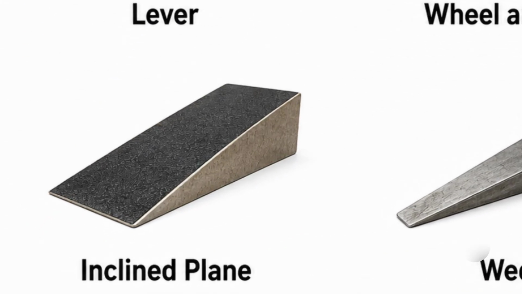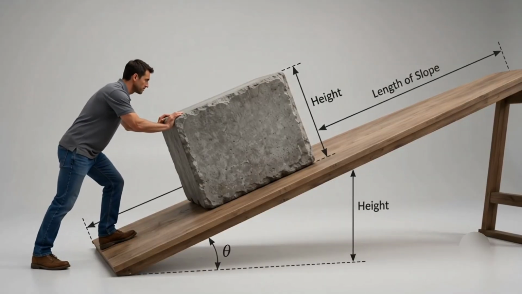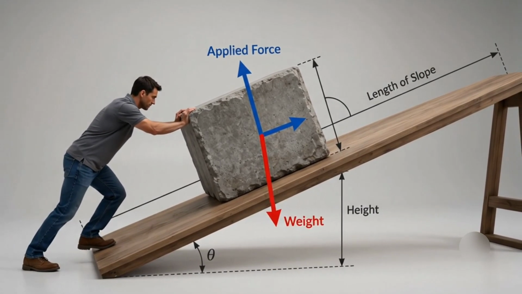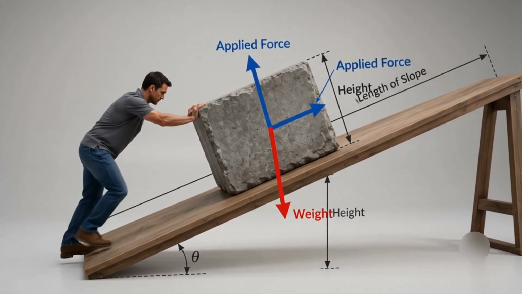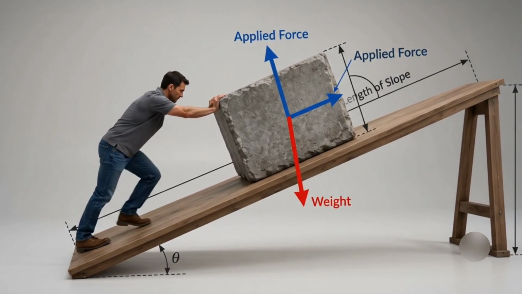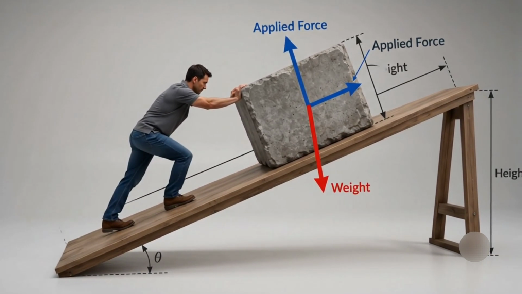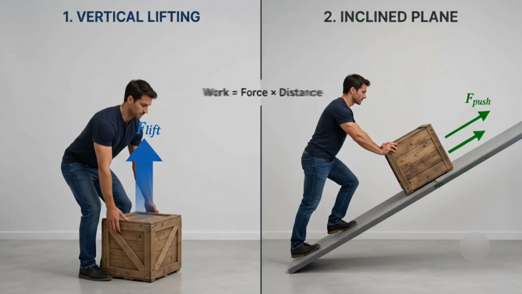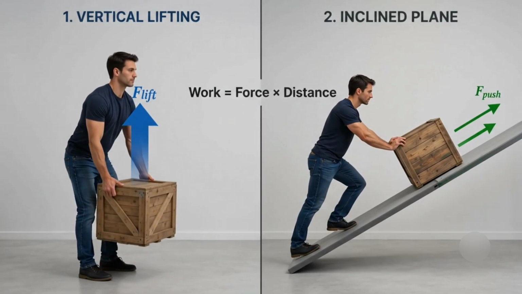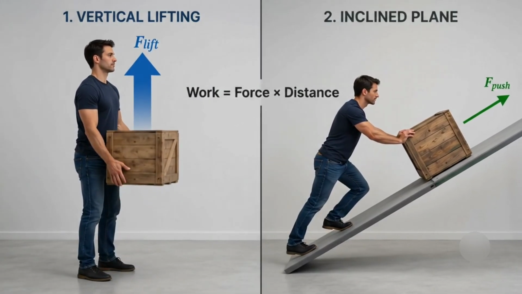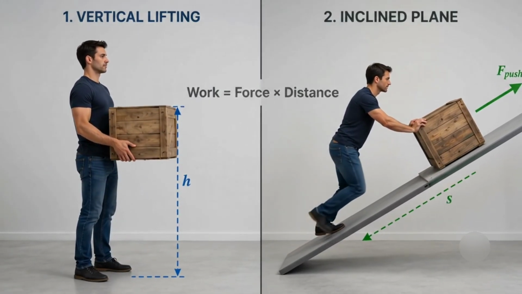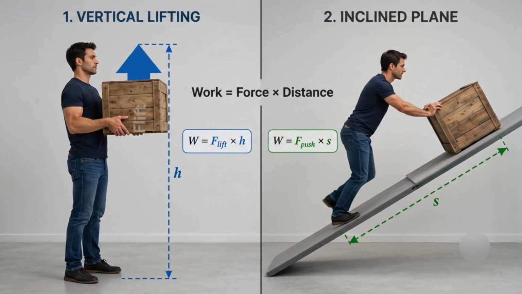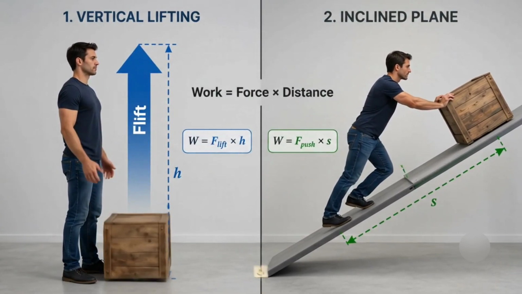Inclined plane. An inclined plane is a flat surface positioned at an angle to the horizontal. Instead of lifting an object vertically against gravity, the force is applied over a longer distance along the slope. According to the principle of work equals force times distance, the same amount of work is required to raise an object to a certain height, but the inclined plane reduces the force needed by increasing the distance over which that force acts.